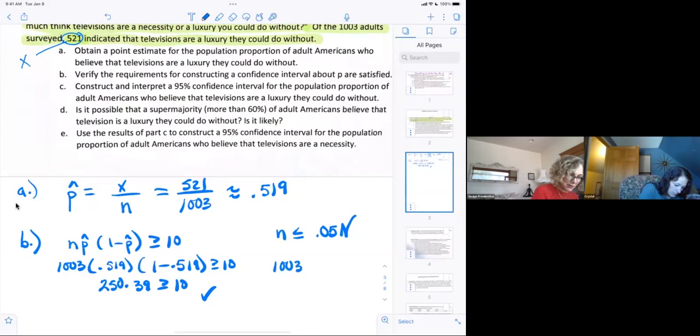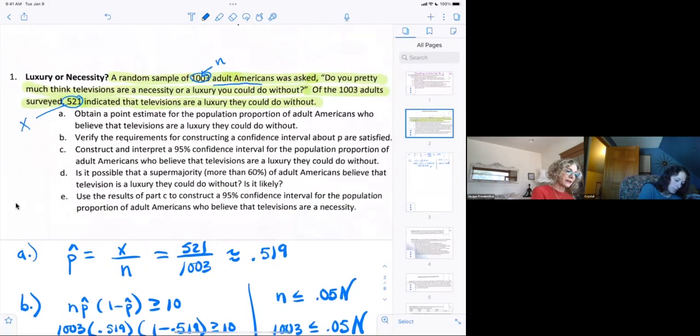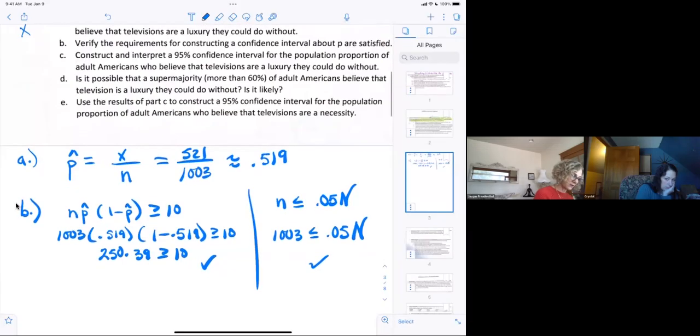So is 1003 less than or equal to 5% of the population, and we're looking at adult Americans? So yes, certainly 1003 would be less than 5% of all adult Americans. So both of those check. So those requirements check. Part C says construct and interpret a 95% confidence interval.